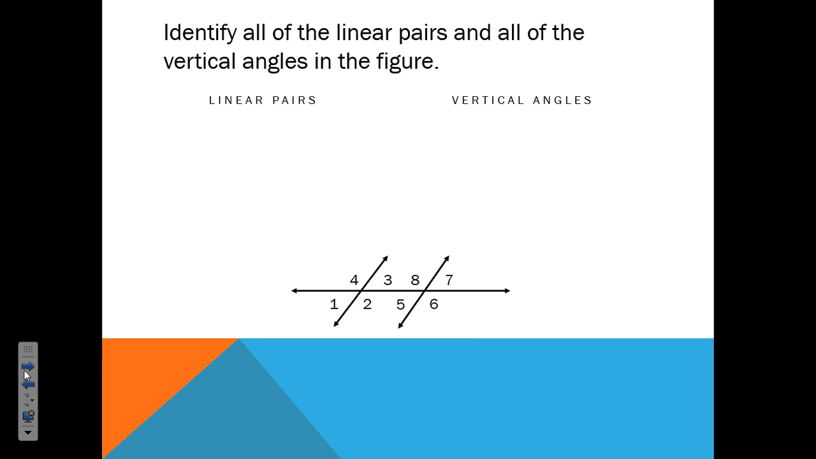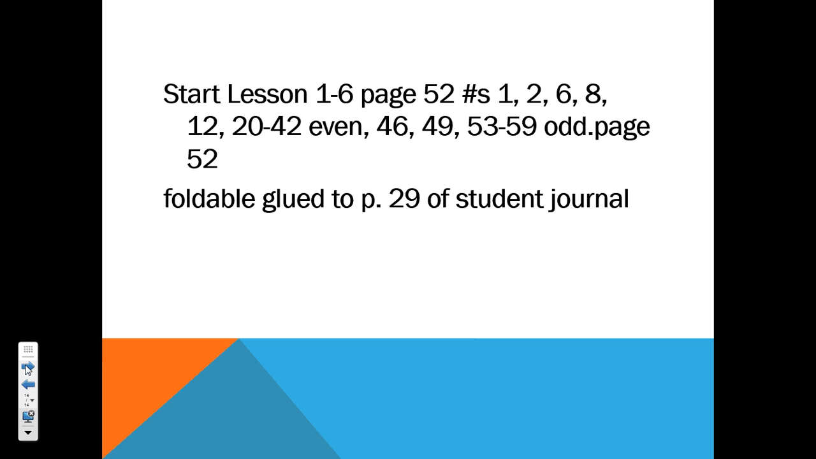Your assignment, nope, it's coming right here. So your foldable is going to get glued or taped to page 29 of your student journal. Okay? And then we're going to start lesson 1-6 on page 52. 1, 2, 6, and 8. 12. 20 to 42 even. 46, 49. 53 to 59 odd. In your textbook on page 52.